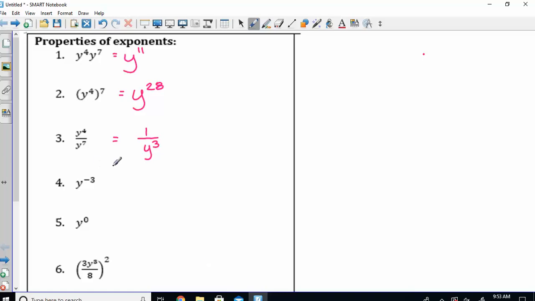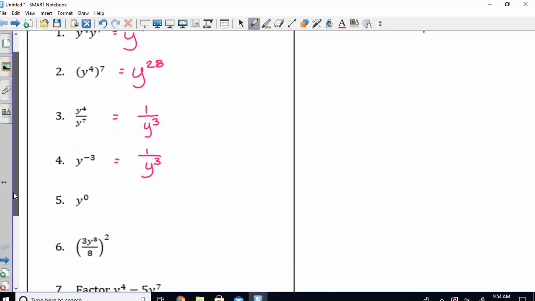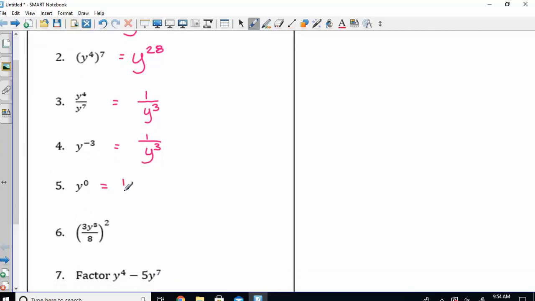The fourth property. What if you have a negative exponent? So this would become 1 over y to the positive 3. Okay, the fifth rule. What's anything to the 0 power? 1. Good.